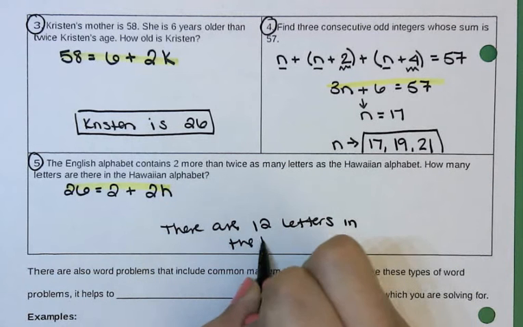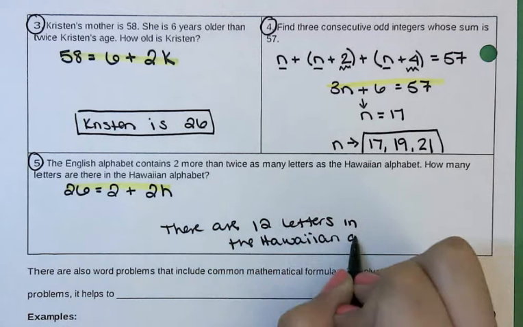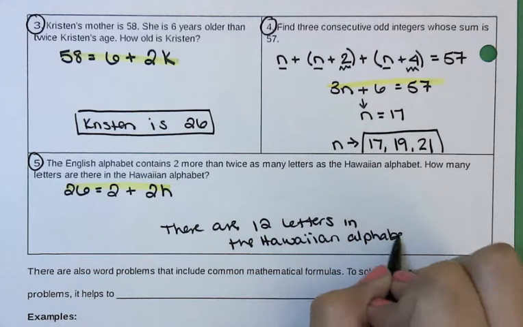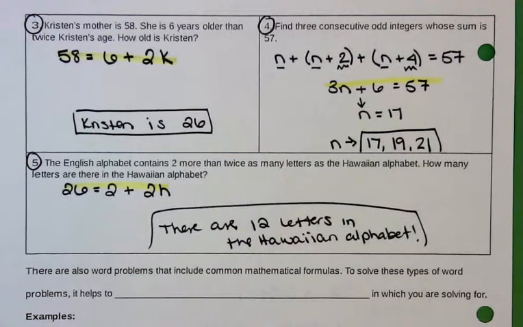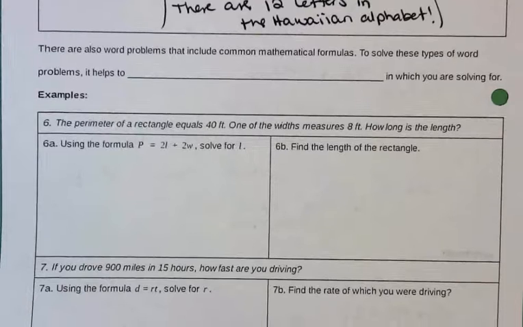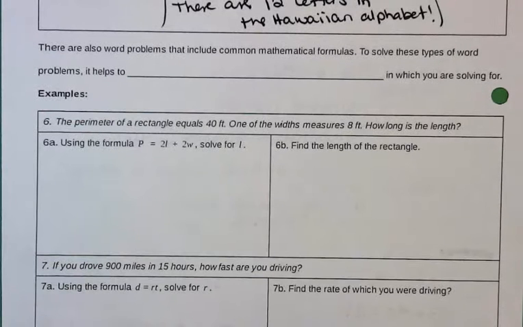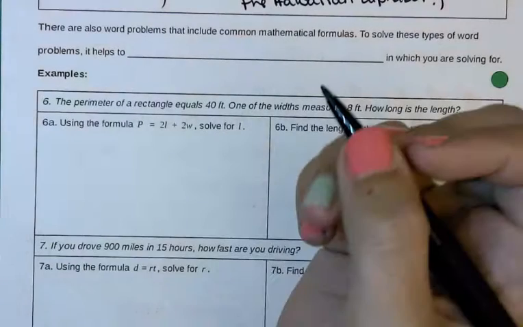And finally, there are also word problems that include common mathematical formulas. To solve these types of word problems, it helps to first isolate the variable. So a couple examples here. The perimeter of a rectangle equals 40. If the width measures 8 feet, how long is the length?